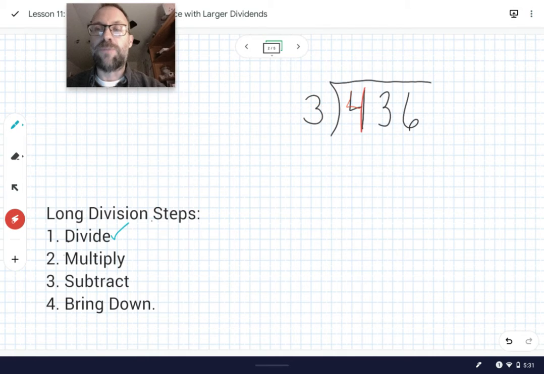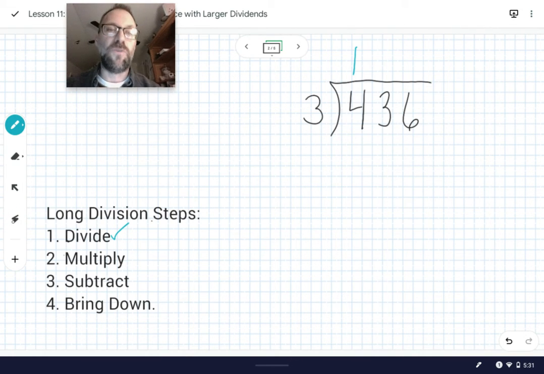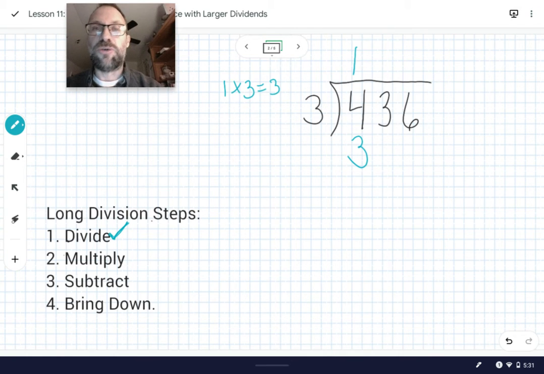can I make from 4? Or what's 4 divided by 3? And of course, the answer is 1. So we'll write the 1 above the 4. That's our division step down here. Then we'll move on to our multiplication step. We'll multiply the 1 group times the 3 in the group to get 3. And we'll write that 3 down just below the 4.